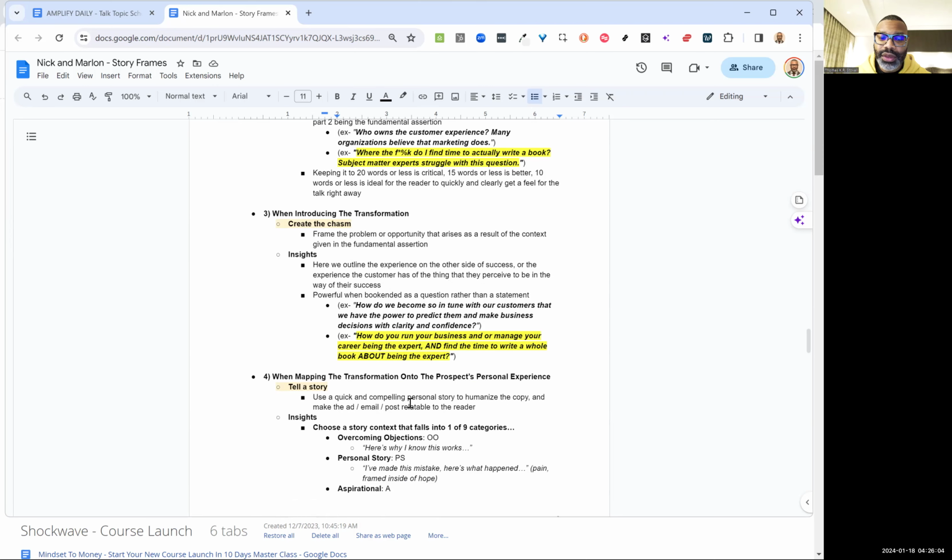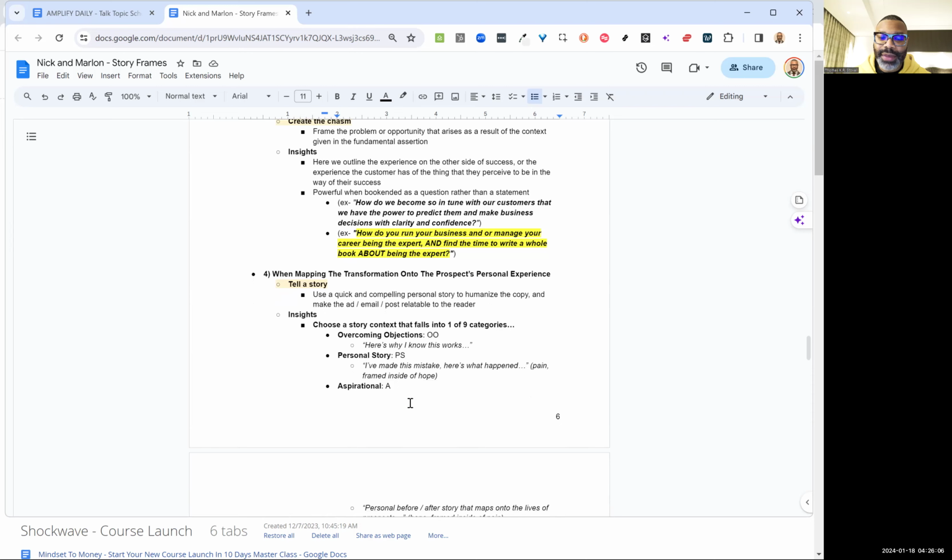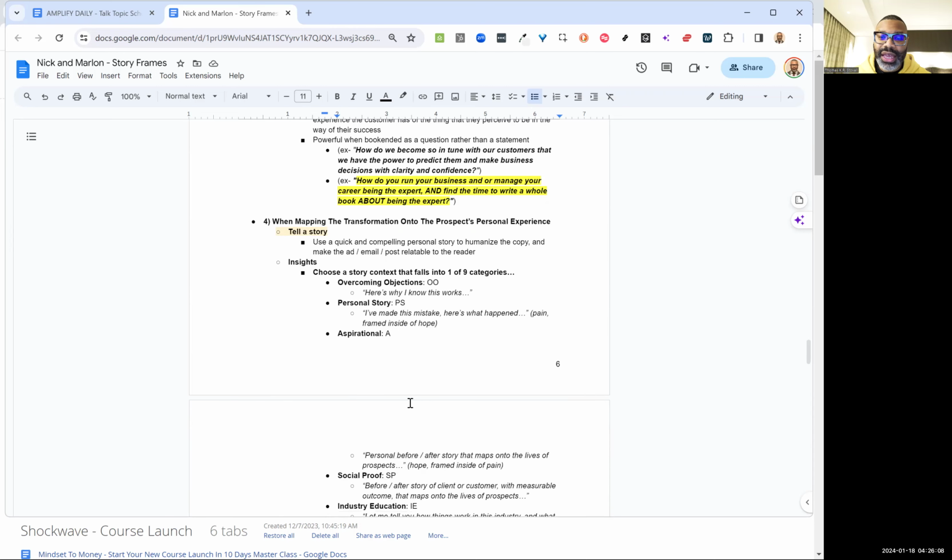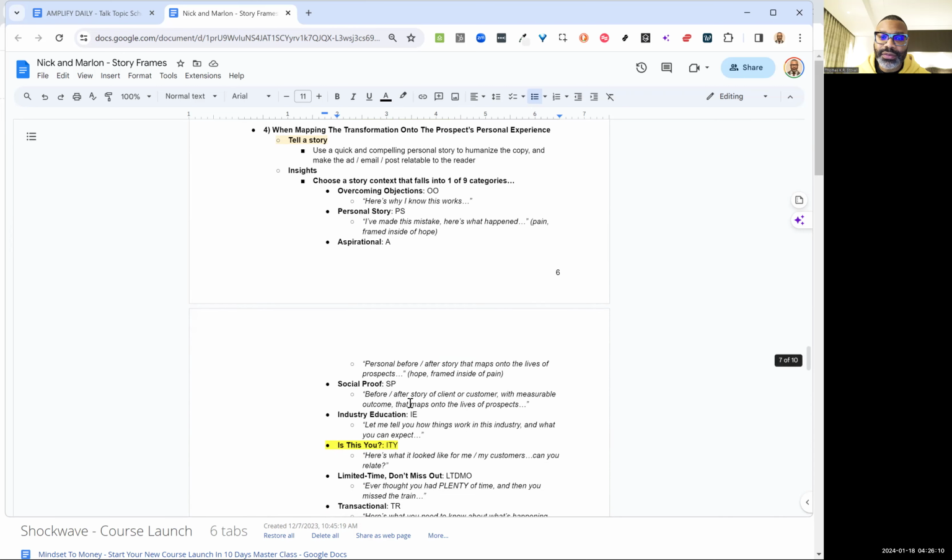Step 4, when we are mapping the transformation onto the prospect's personal experience, we want to do that by telling a story. And this should actually be telling a vivid story. So use a quick and compelling personal story to humanize the copy and make the ad or email or post relatable to the reader.